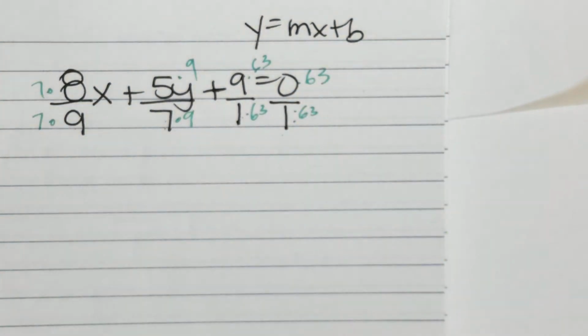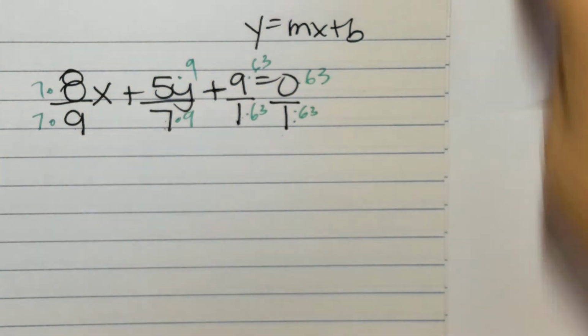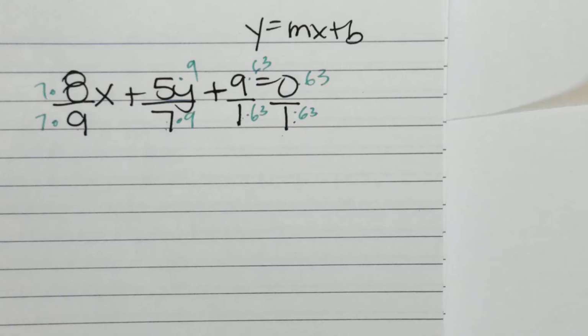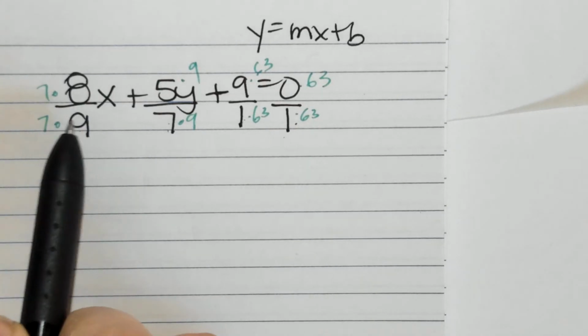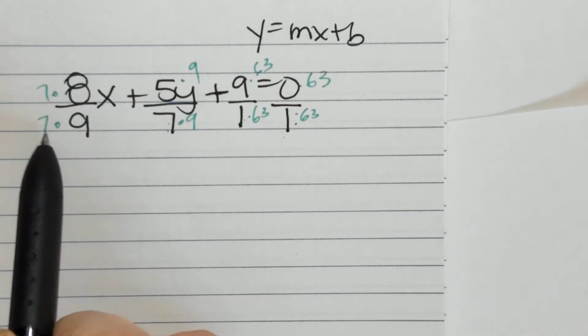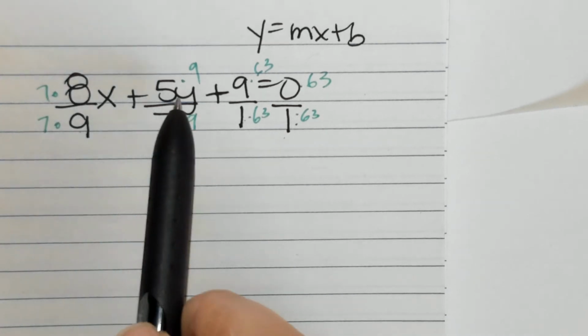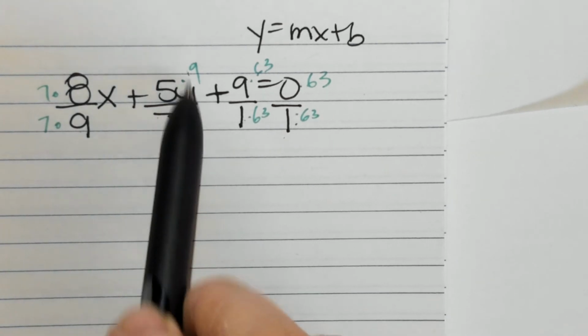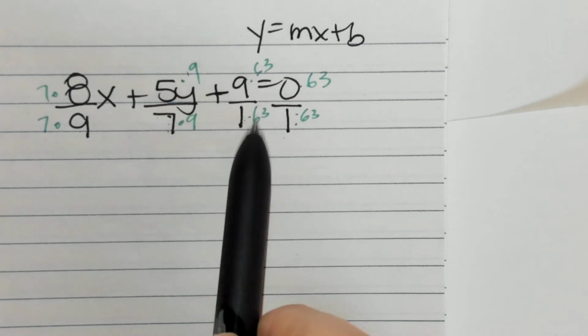And how am I coming up with those numbers? The way I'm coming up with those numbers is I need to ask myself, what number times 7 is 63? And multiply that same number times top and bottom. What number times 7 is 63? What number times 1 is 63?